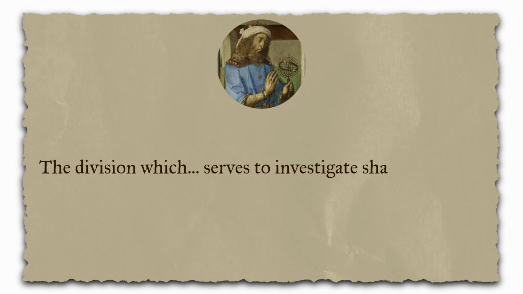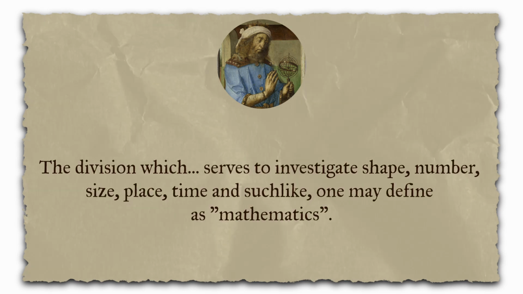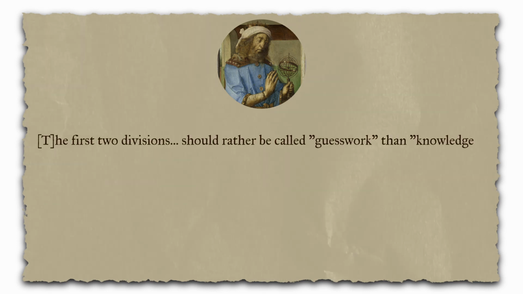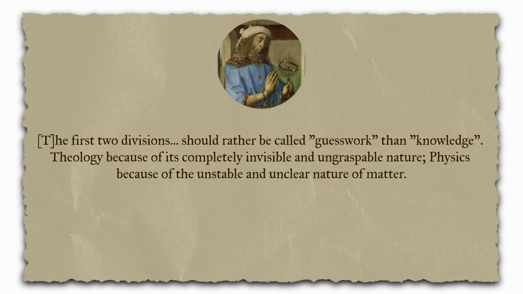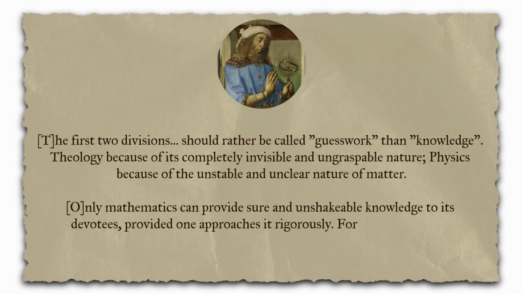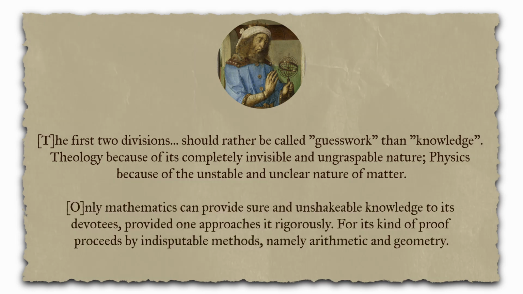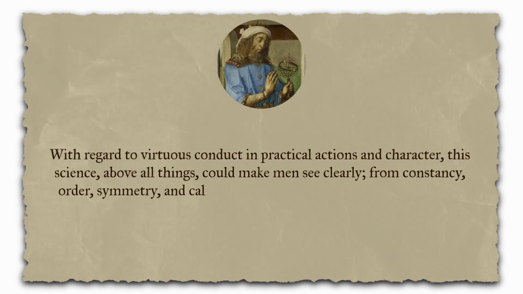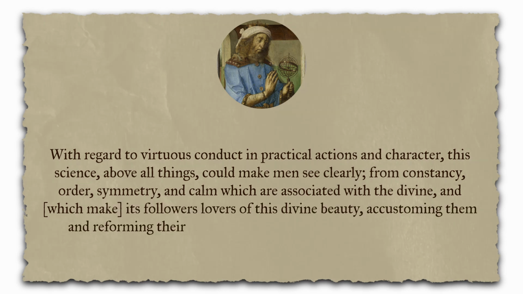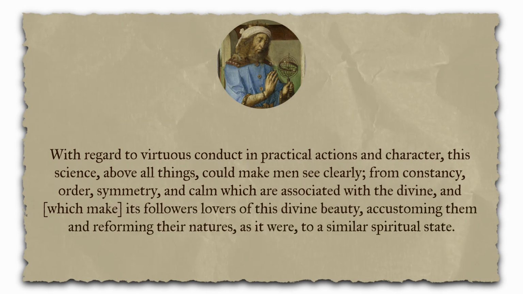Lastly, the investigation of number, size, place, time, and such like he describes as mathematics, which he takes as the only true knowledge, since the other 2 are not directly observed, but rather approached through logic and intuition. Only mathematics provides proof through indisputable methods, namely arithmetic and geometry. Mathematics, he says, provides a means for investigation of theology and physics, allowing men to see clearly from the constancy, order, symmetry, and calm which are associated with the divine.